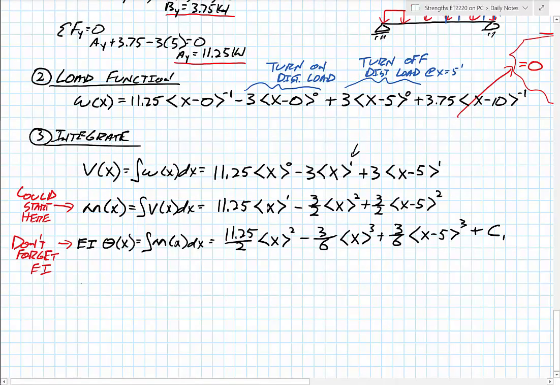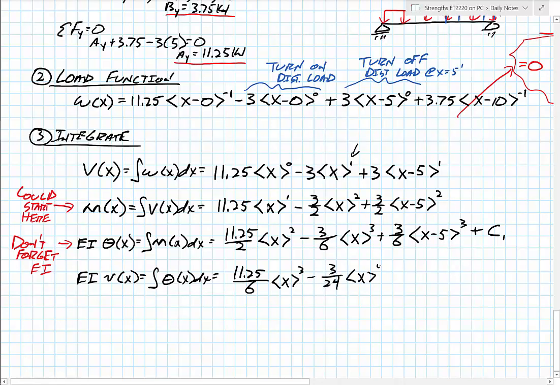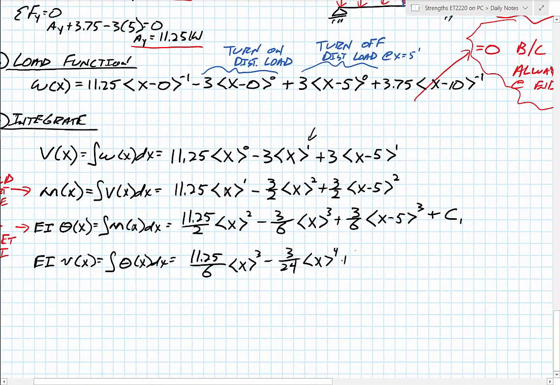So integrating one more time to finally get to our deflection as a function of x. I know that has to be the integral of my theta of x. So now I have this 11.25 over 6 x cubed minus 3 over 24 x to the fourth plus this 3 over 24 x minus 5 to the fourth plus C1 x plus C2, something like that.